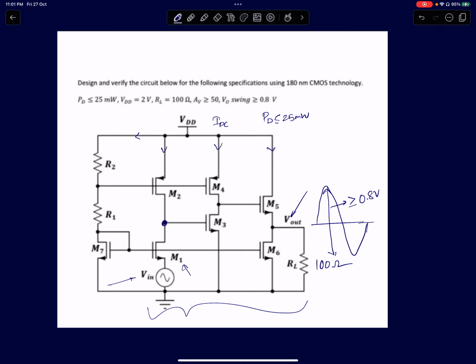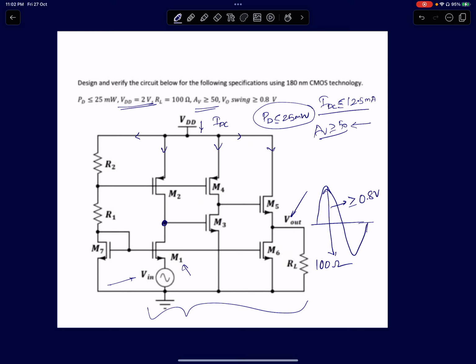You are supposed to design this with a gain greater than 50, and the power dissipation has to be less than 25 milliwatts, meaning the average current drawn from the supply, multiplied by the voltage, where VDD is given to be 2 volts. So the average DC current you're drawing from the supply should be less than 12.5 milliamperes.